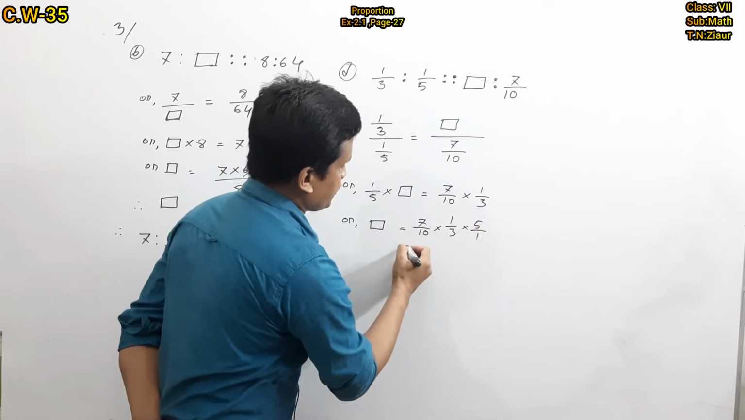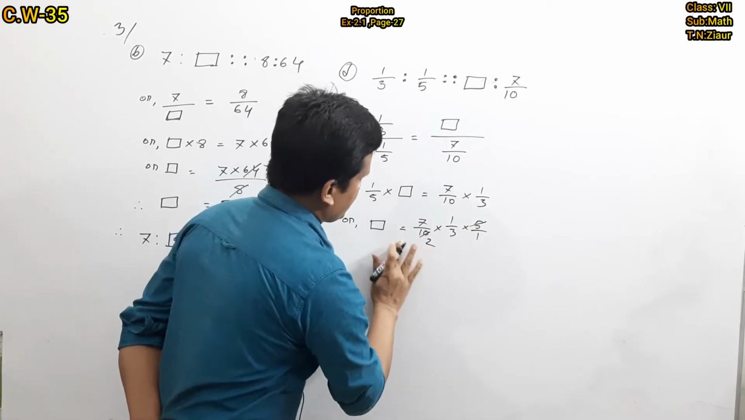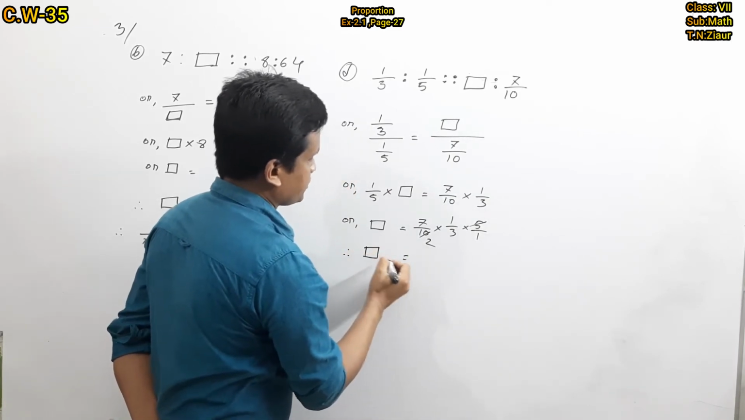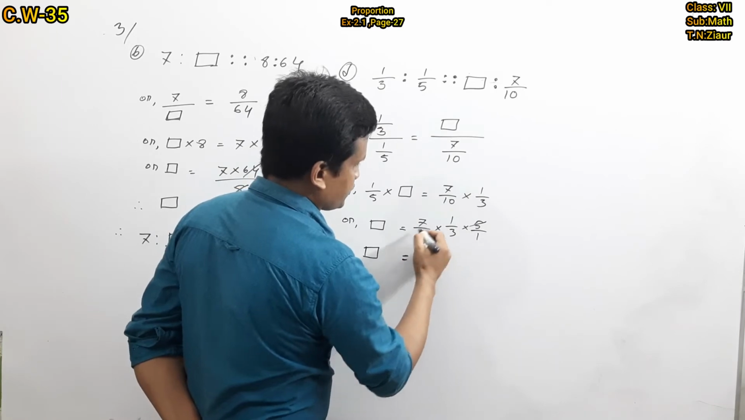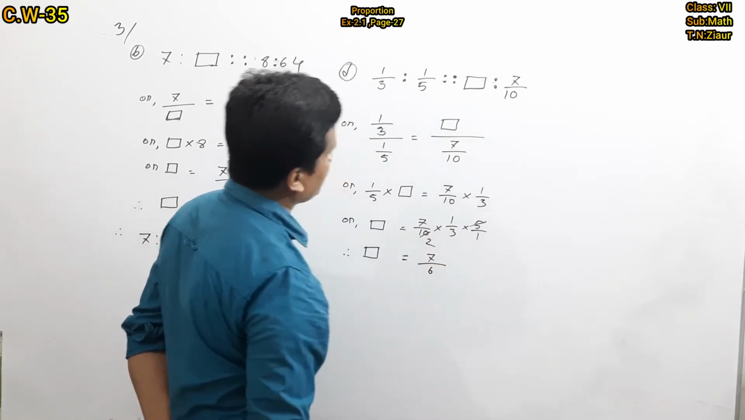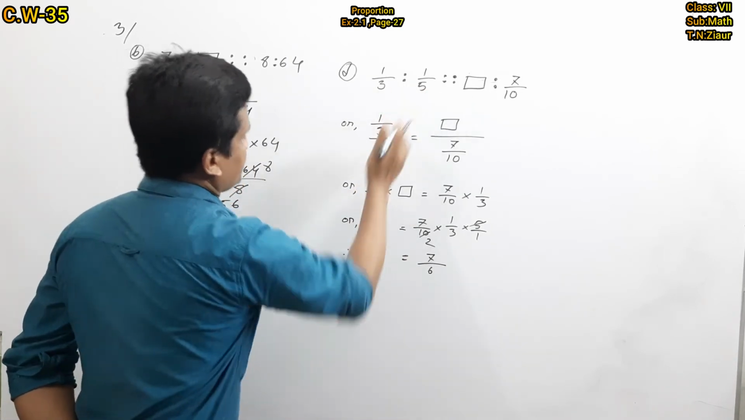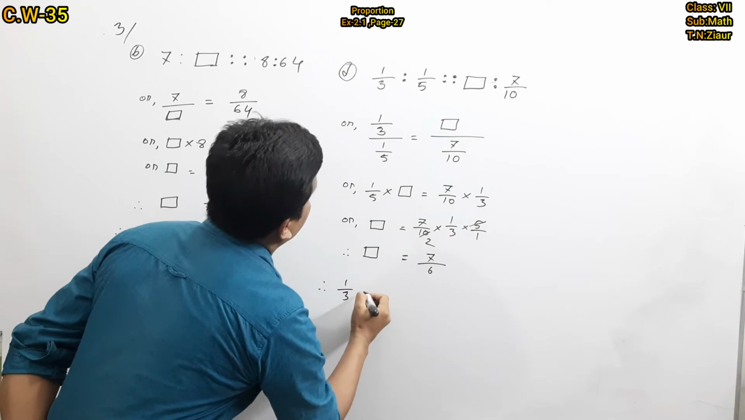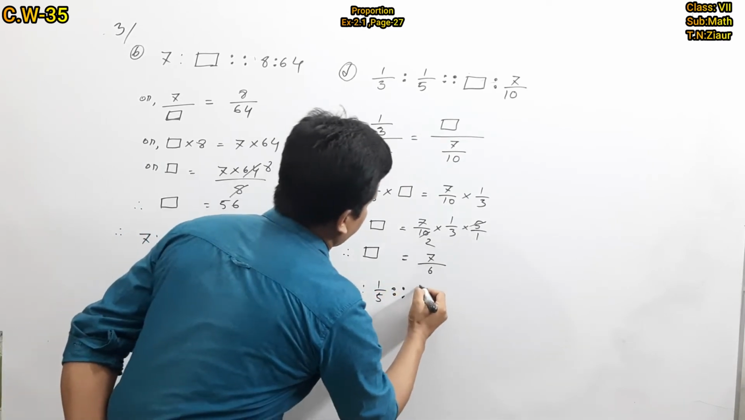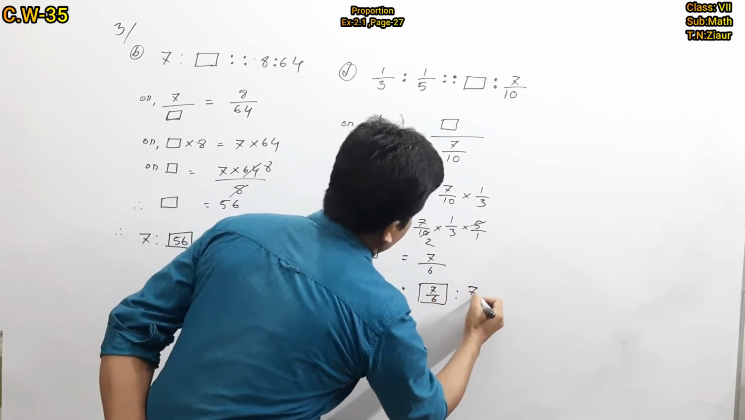So now we have to simplify. 5 2s are 10. So 7, we can write here. Therefore this box, that means the gap, is equal to 7 1s are 7 and 3 2s are 6. Okay, so we can write this proportion: 1 by 3 is to 1 by 5 proportion, the gap will be here 7 by 6, proportion 7 by 10.